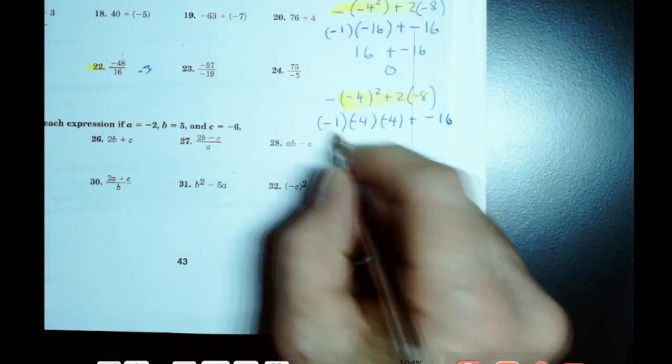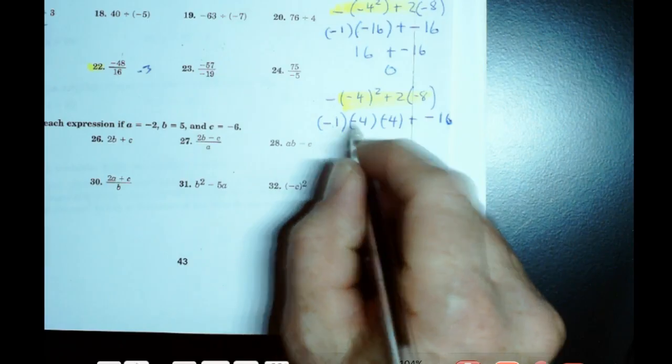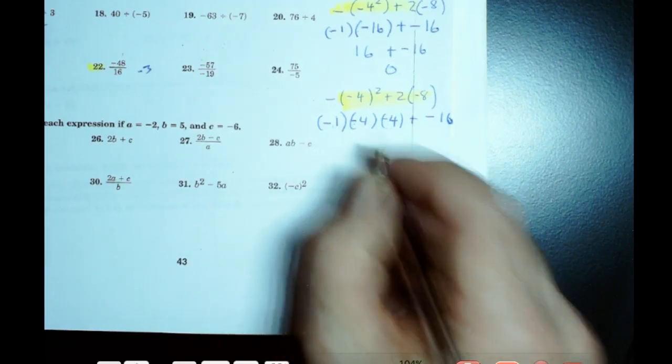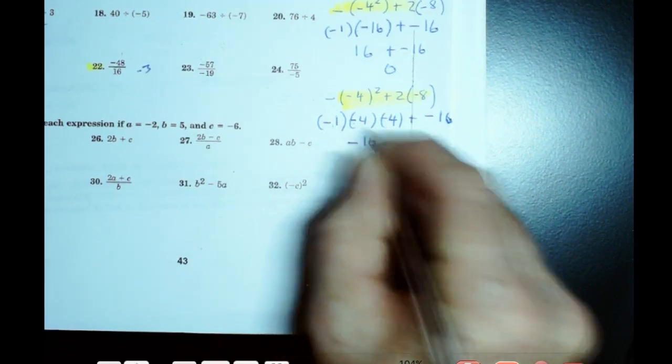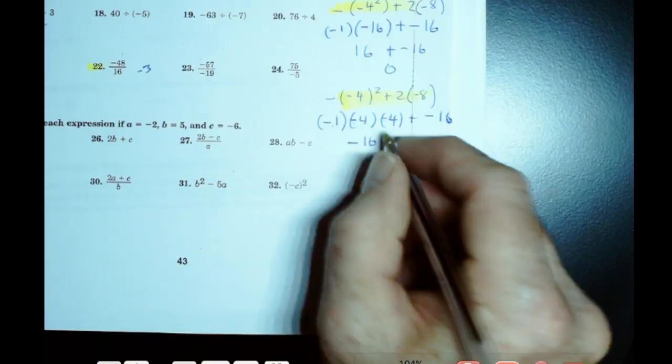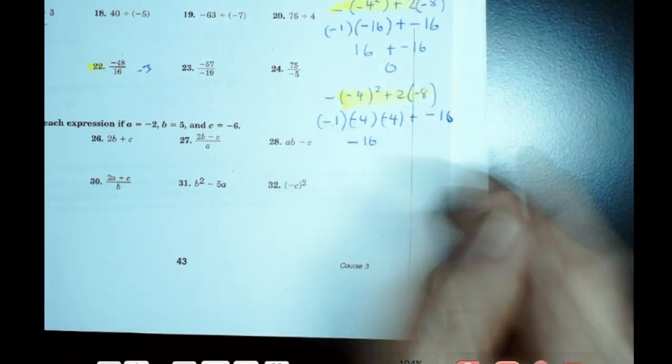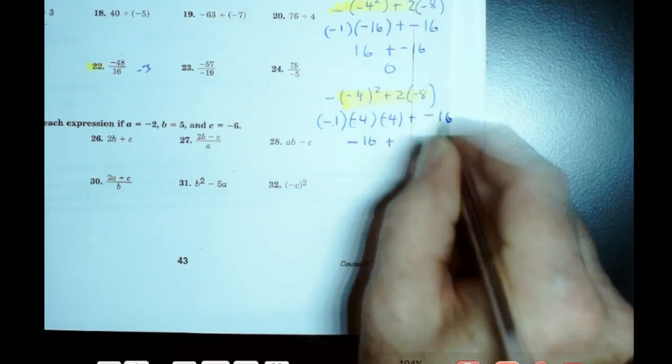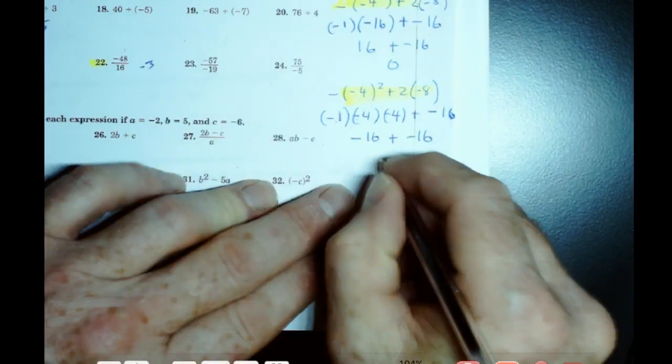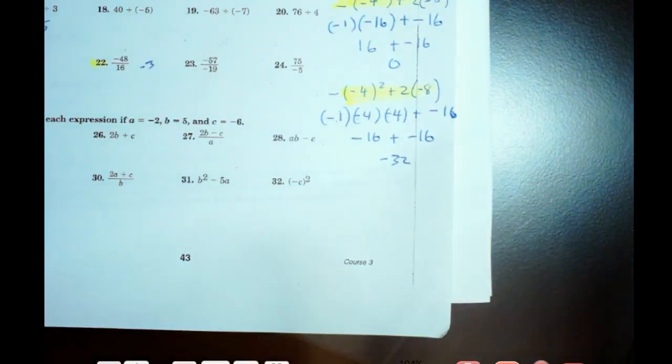Okay, so this is going to give me a negative times a negative times a negative. This is going to give me a negative answer. This is going to be a negative 16, because 4 times 4 is 16, positive, times that negative 1 is going to give me a negative 16, plus this negative 16 over here. So this one here is equal to a negative 32. All right, I'm going to zoom back out so you can see some other problems.